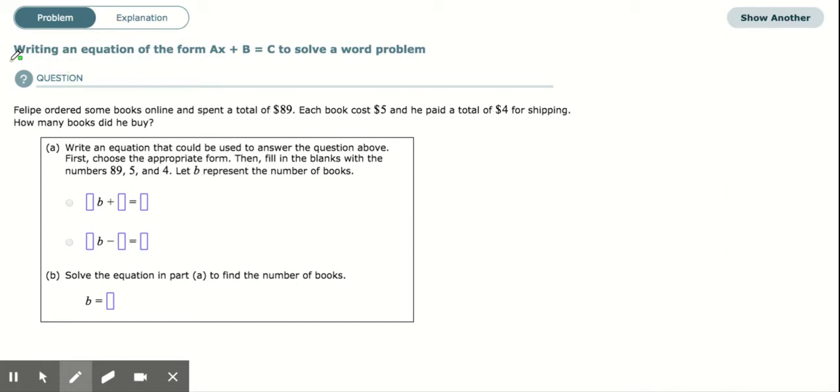This video is going to be on writing an equation of the form ax plus b equals c to solve a word problem. There are really three parts of this equation. Think of it as your a, b, and c variables. Your c, since it's by itself, think of that like your total. Your b value is the one that's by itself, not next to the x. So think of this as your constant, or just your number that's not changing.